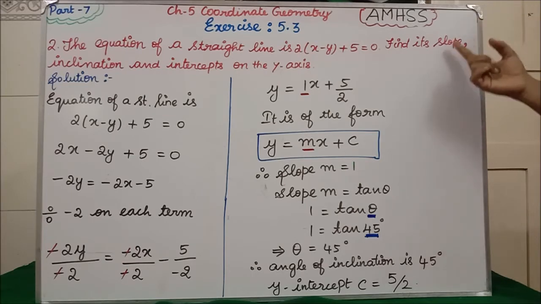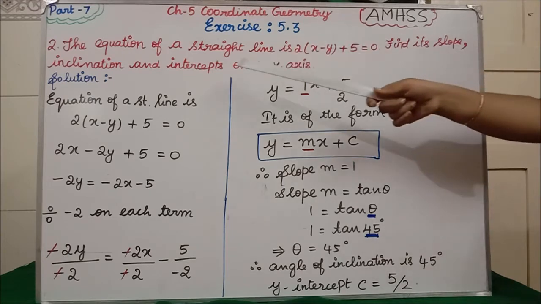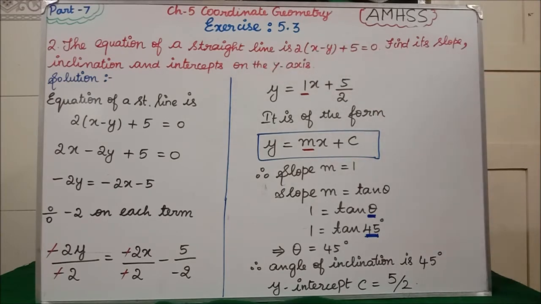First one is slope. Slope means we have to find the value of m. Then inclination means the angle theta. We have to find the theta value, and at last the intercept on the y-axis. Intercept on the y-axis means the constant value we have to find. Here three things we have to find. Now we will start the solution.